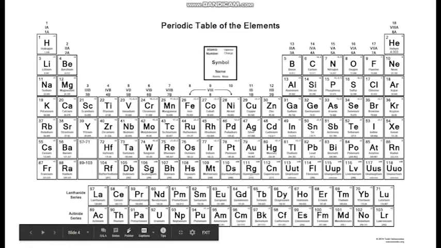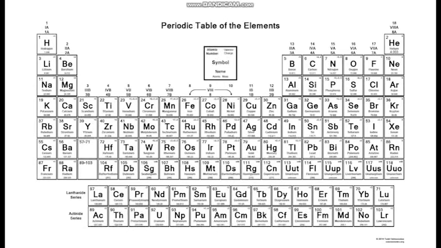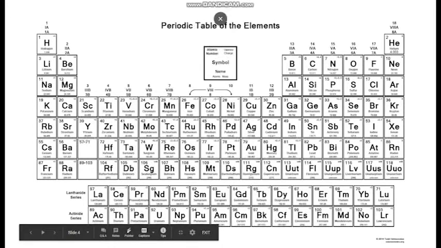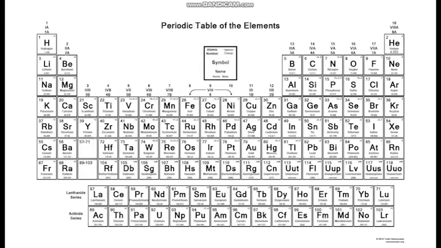To show you a bit more of what I was talking about earlier, groups 1, 2, and 3 donate the number of electrons that their valence has. So anything in group 2 will donate 2, group 3 will donate 3, group 1 will donate 1, and groups 5 through 7 will accept 1 electron, 2 electrons, or 3 electrons.